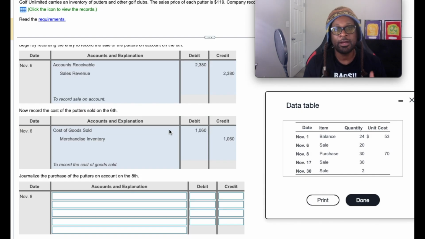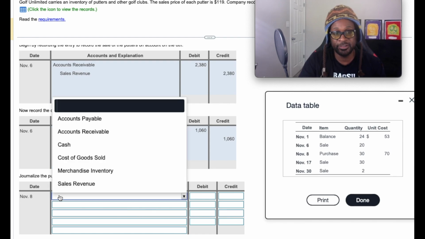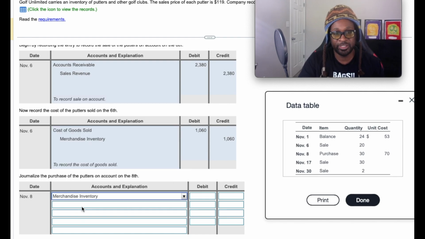Fantastic. Now we must journalize the November 8th purchase of the 30 units at $70. Easy breezy, gang. We're going to multiply that 30 at $70, and that's going to give us $2,100. And we're going to debit inventory and credit accounts payable for the amount. We're going to check the answer.